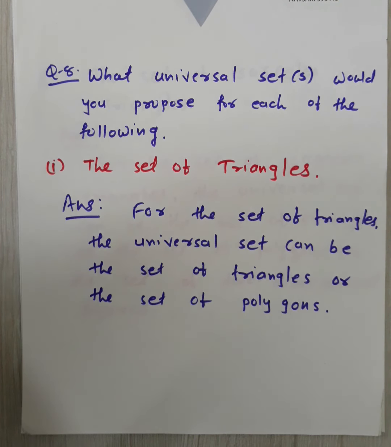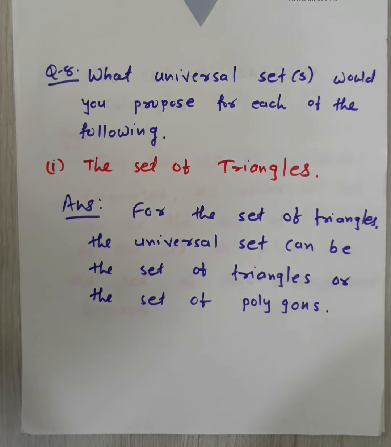The people of the world. People of the world is your universal set. Similarly, if you have to write down the even numbers, then what is your universal set? Your universal set is natural numbers.